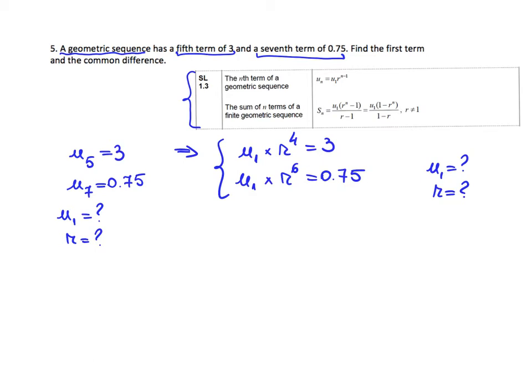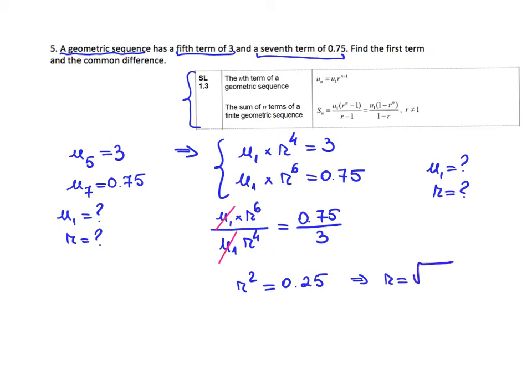Because everything on the left-hand side is multiplied, I will divide the left-hand side. So I start with the bigger one on the top. So U1 r to the power of 6 divided by U1 r to the power of 4 will be 0.75 divided by 3. Why have I done that? I just noticed that if I do that, U1 will cancel, and r to the power of 6 over r to the power of 4 will give me r squared. So r squared is 0.25. Therefore, r is the square root of 0.25, which is 0.5.